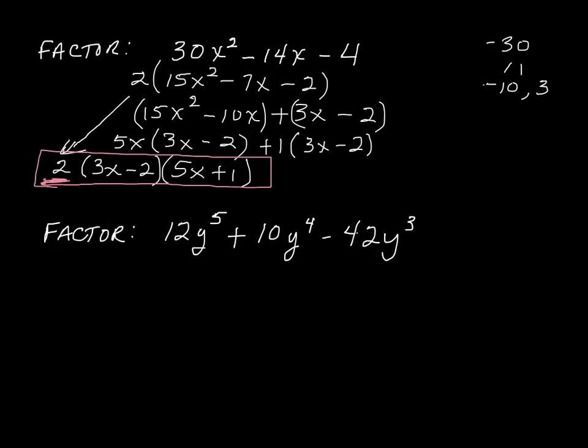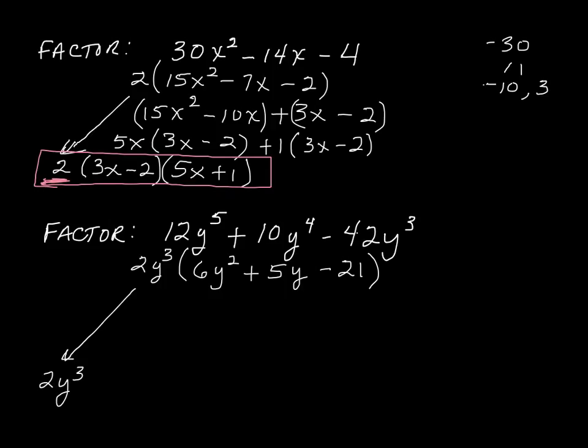Two times 3x minus 2 times 5x plus 1. Okay, the next one I'm going to factor out a 2 and a y cubed. And it's going to leave me a 6y squared plus 5y minus 21. And the 2y cubed now is going to be the thing that's going to follow me and wait for me all the way at the bottom while I work out the trinomial.